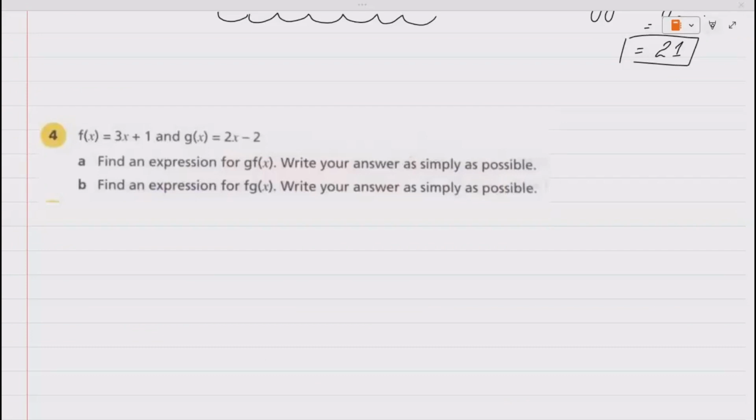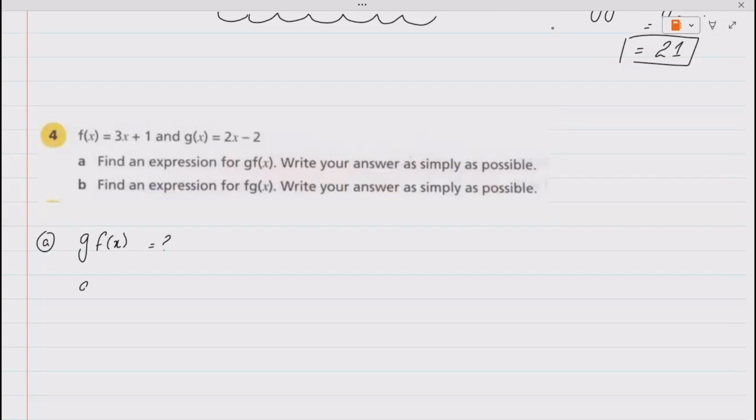Okay, now let's do question 4 of exercise 21D.